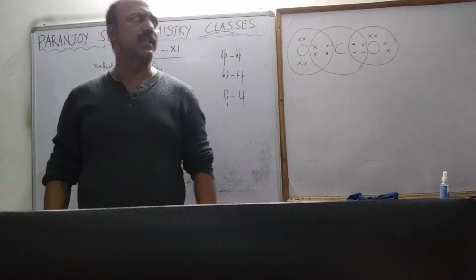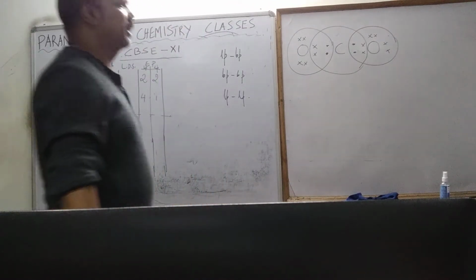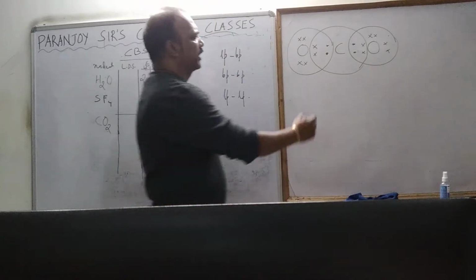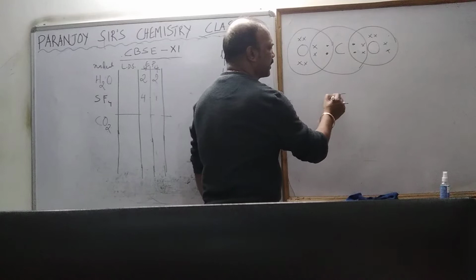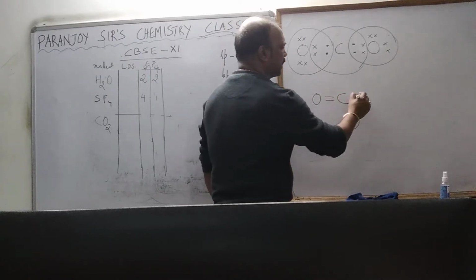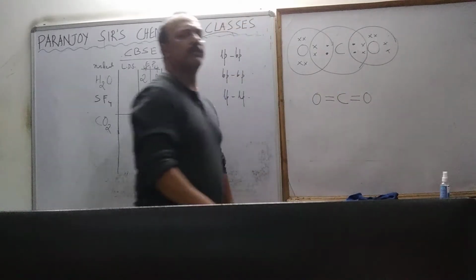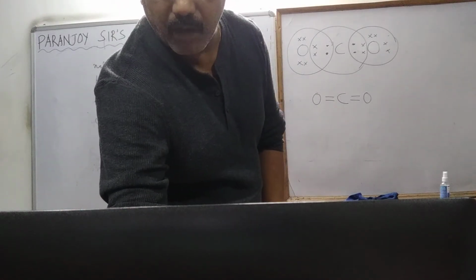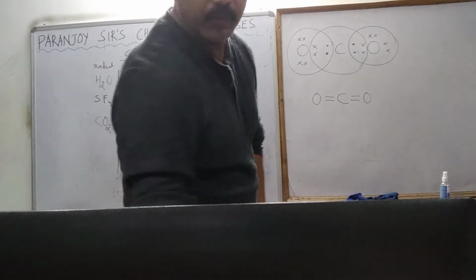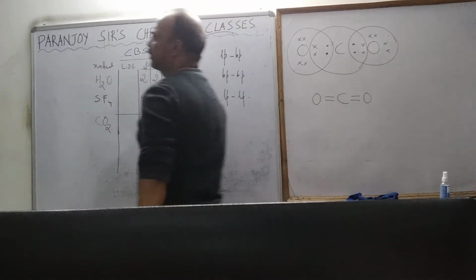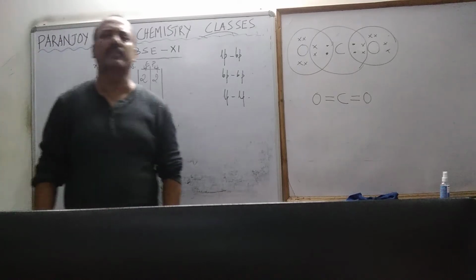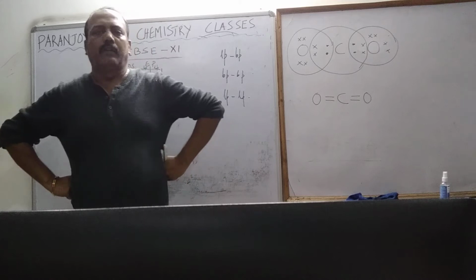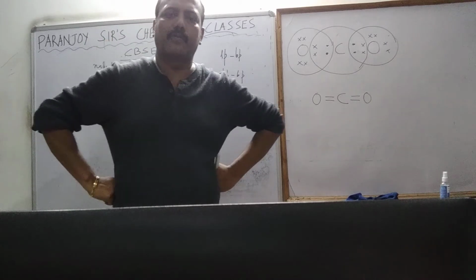Is it clear, Sudeshna? Yes. Okay. So what is the nature of the bonding? The nature of the bonding is C double bond O, C double bond O, right? But now, how many pairs of electrons are there in the central atom? You can very easily say this. Tell me. 4. Very good, 4 pairs.